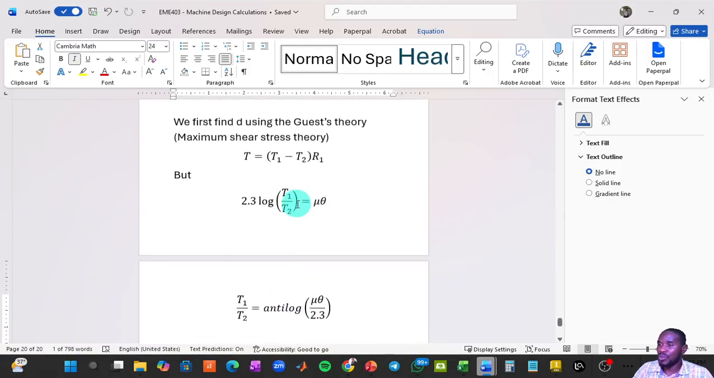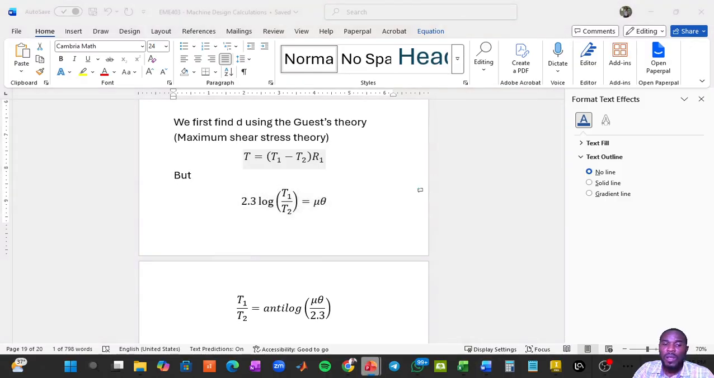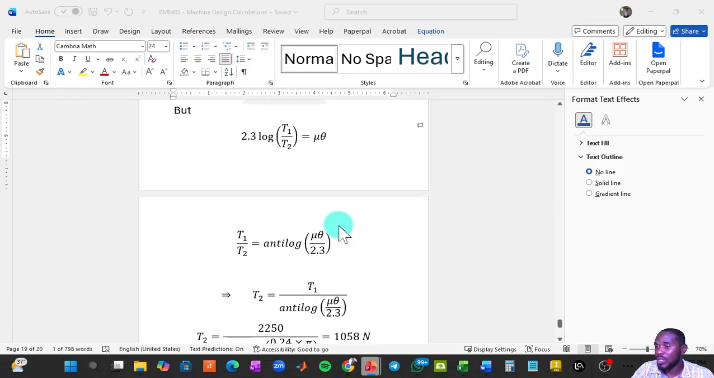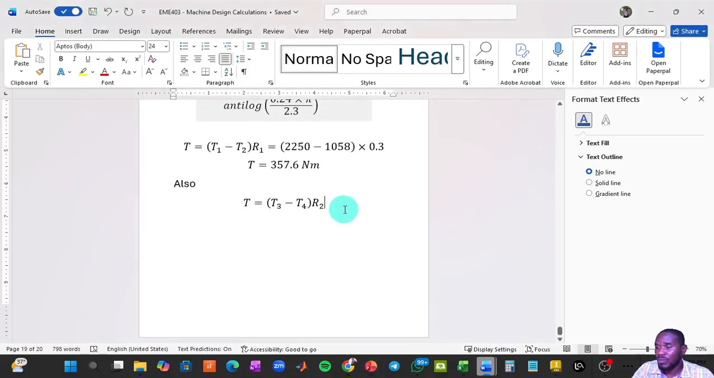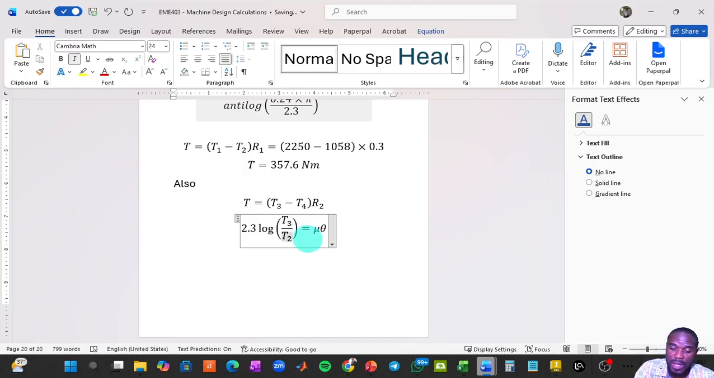But also remember this equation, right? There's an equation that exists here. Let's copy it. Okay. The equation that exists there says that 2.3 times the logarithm of the ratio between the tight side. Now this time around we are going to use T3, that's the tight side, and T4 will give us that value.